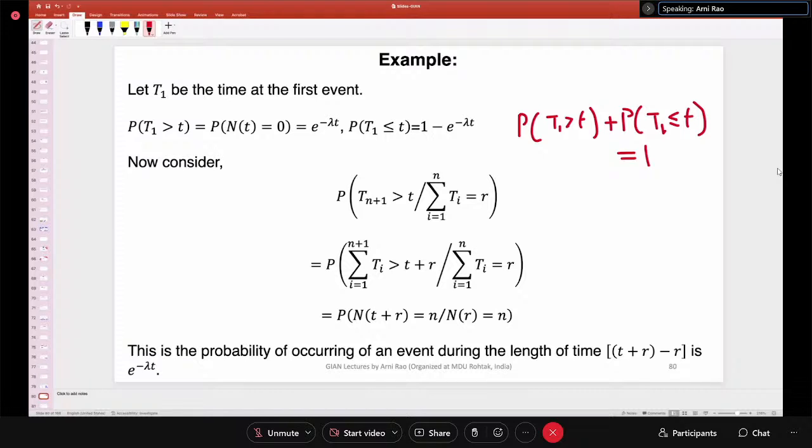If this is not clear, please stop me here and ask me. Not a problem. But this is how we need to compute the various things. Probability T1 greater than t plus probability T1 less than or equal to t equals 1. That's why the probability greater than t is the probability N(t) equal to 0, which is equal to e power minus lambda t. The probability T1 less than or equal to t is obtained as 1 minus e power minus lambda t, just 1 minus of that.